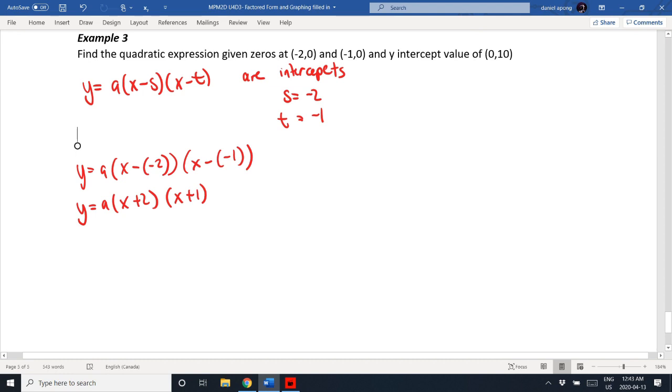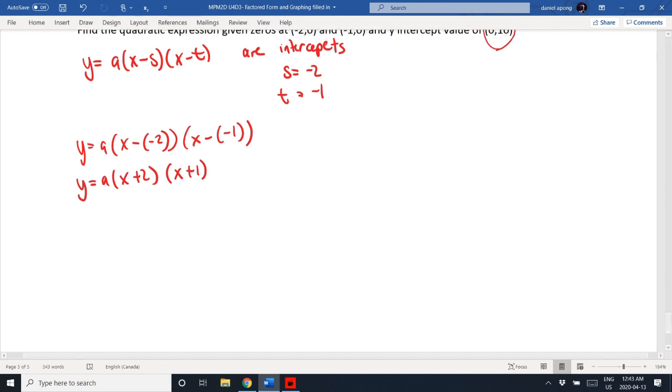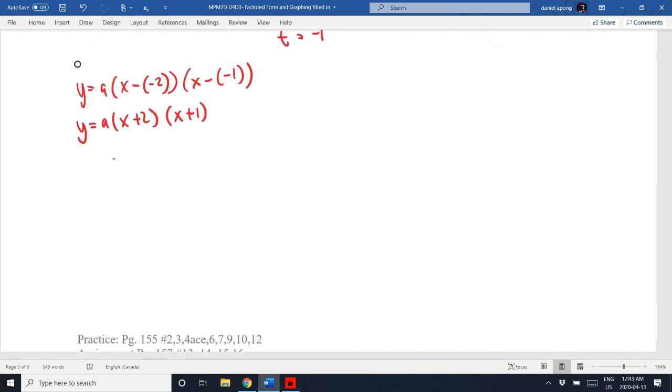And we could actually solve for a by using the y-intercept value that's given up here. We know that y is equal to 10 when x is equal to 0. So we can plug this information into our equation that we have so far. So y is equal to 10 when x is equal to 0. Okay, and now we can just solve our brackets. So a is going to be 2 inside here. It's going to be 1, and the 10 is still out here. And now we can solve for it.